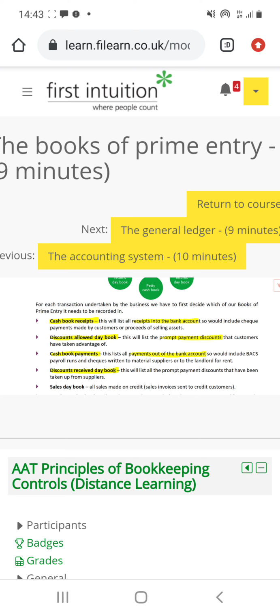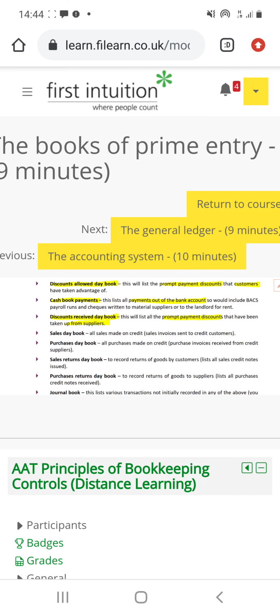Then the discounts received day book. So again, basically the opposite of our discounts allowed. If discounts allowed was recording down all the prompt payment discounts I've given to my customers, the discounts received day book will be all the prompt payment discounts that I've had from suppliers. So if my supplier tells me, you owe me £100, pay me in 30 days, or you can pay me £95 if you pay me within 3 days, and I decide to do that, I'll need to record the discount I've received down. So again, probably don't see that one as much.